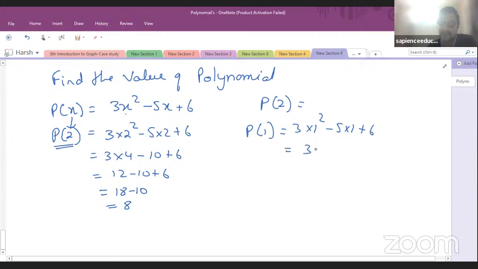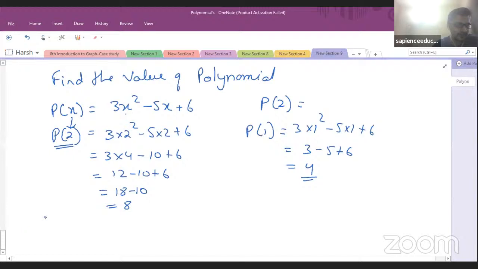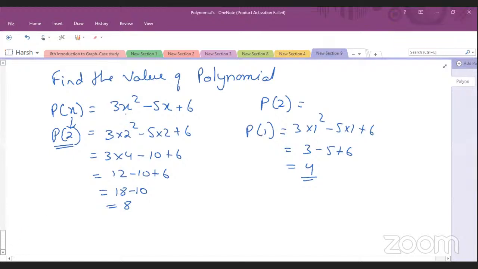So this is 3 minus 5 plus 6. 6 plus 3, 9 minus 4, 4. This is the value. That's it. Okay. So, Haripriya, did you get it? Finding the value of the polynomial. Yes, sir. Yes, got it.